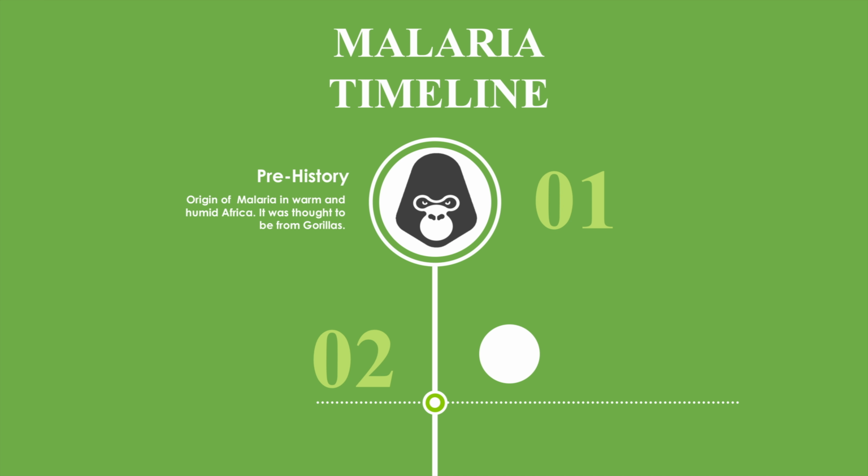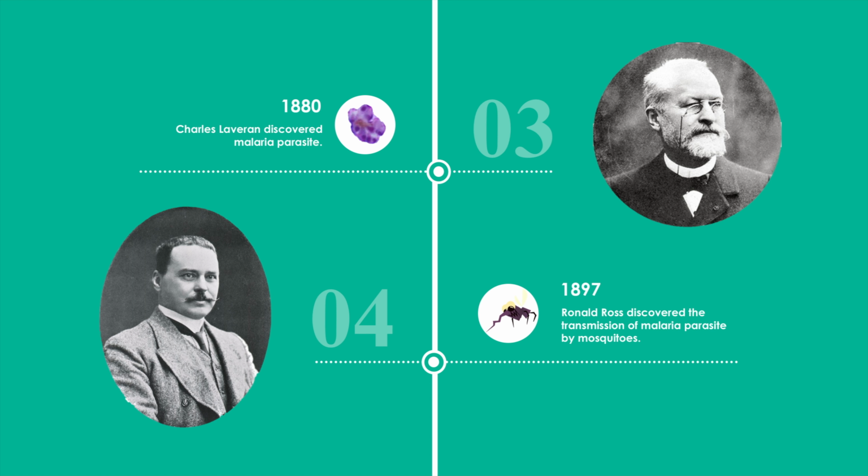Malaria has been noted for more than 4,000 years. In prehistory, malaria was found in Africa and was thought to come from gorillas. Next, in the Middle Ages, anti-malarial artemisinin was described. In 1880, Charles Laveran discovered the malaria parasite. Next, in 1897, Ronald Ross discovered the transmission of the malaria parasite by mosquitoes.